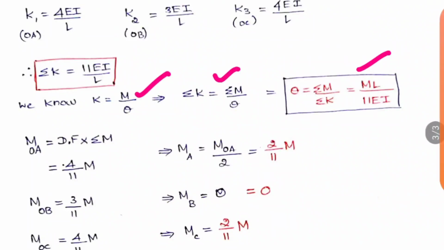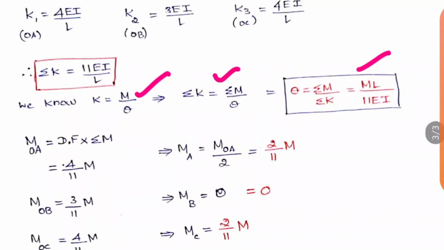Only a moment is applied like that, we can assume and take it as M. The K value we have found out is 11 EI by L. So when you do that, it will be M L by 11 EI. So this is the rotation that occurs at the rigid support at O. Okay, so this is the answer for the first question.